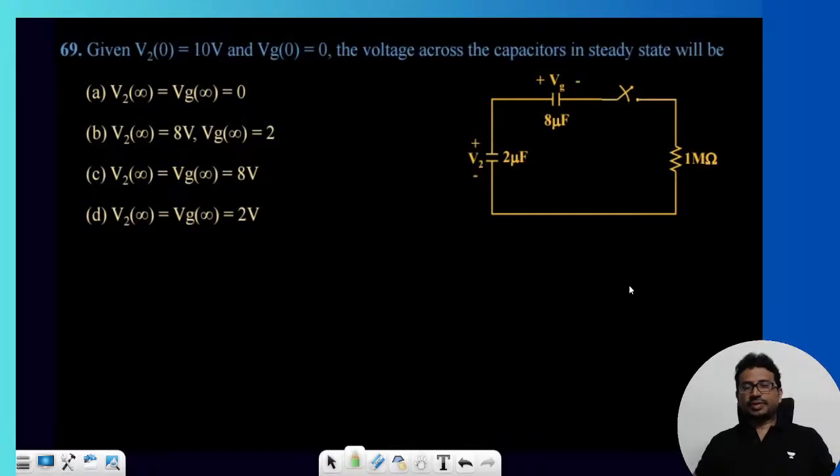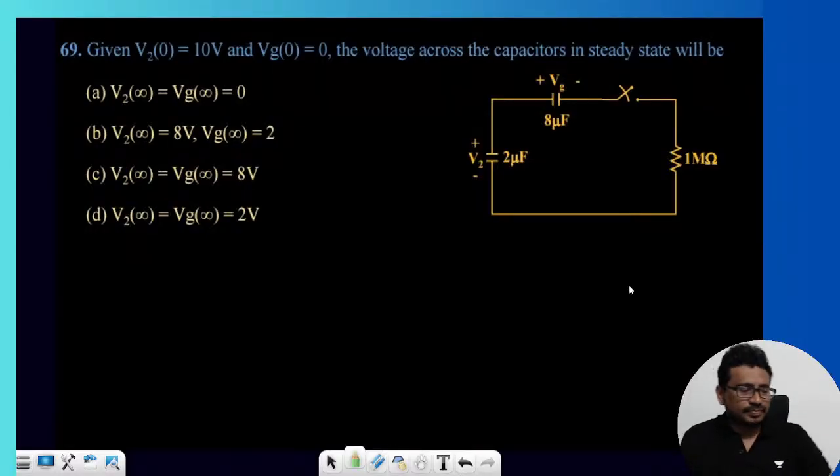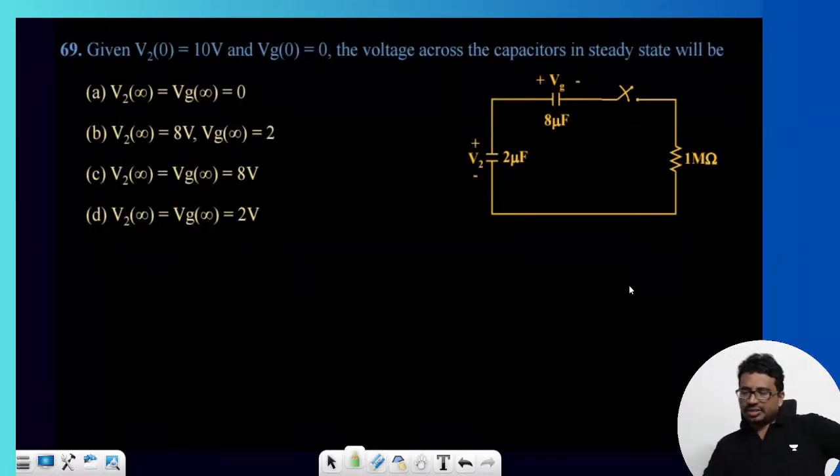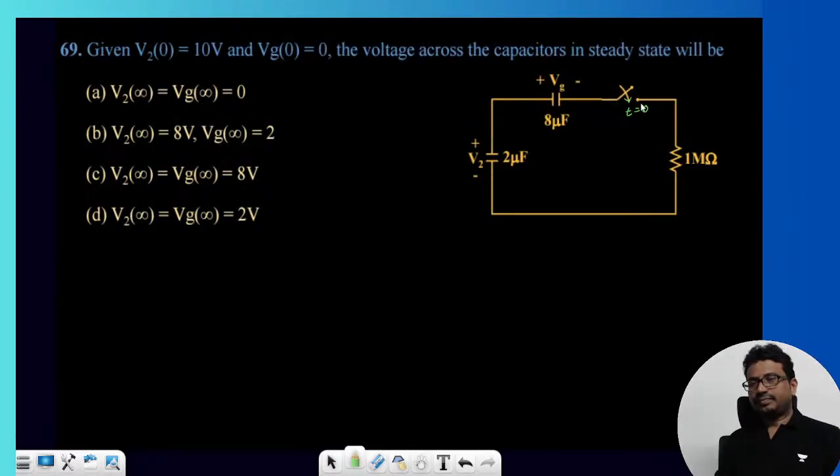And take the next one. Given V2 of 0 given as 10, Vg of 0 given as 0, what is the voltage across the capacitors in steady state? In steady state, they are asking the values. The switch is closed at t equal to 0. Now here also we can do S domain.